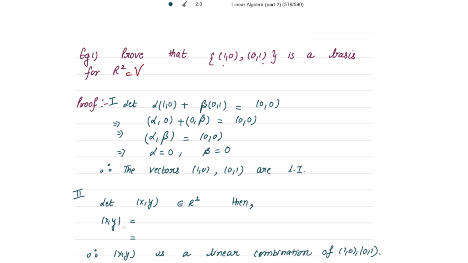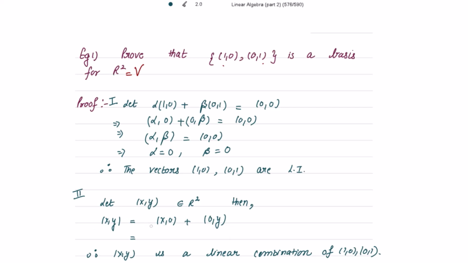And (x, y): I have to write this vector as a linear combination of (0, 1) and (1, 0), right? If I am able to write this vector as a linear combination of the given vectors, then I say that those vectors generate the vector space R2. So I'm writing (x, y) as (x, 0) plus (0, y). If you add these two, you will get back (x, y). So (x, y) can be written like this.